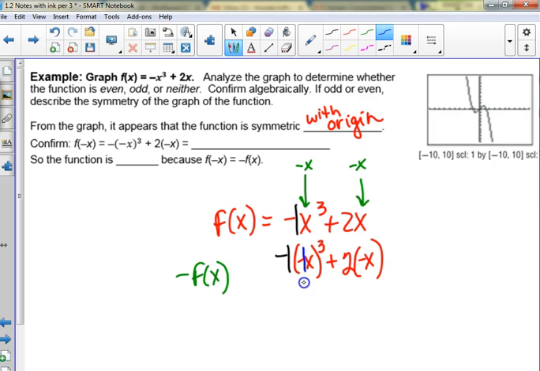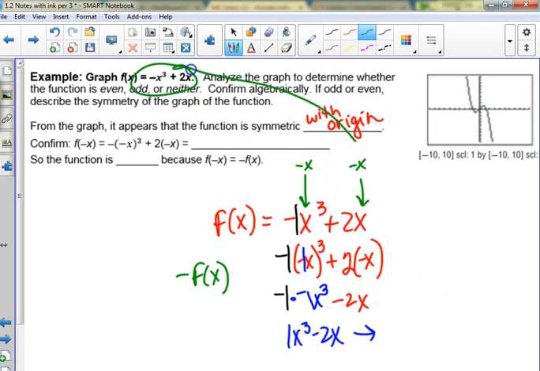Negative 1 times negative 1 times negative 1 is still negative, right? But there was that negative out front. And back here, this is just going to be a minus 2x. Okay, so this becomes 1x cubed minus 2x. So the question is, is this exactly the opposite of what we started with?